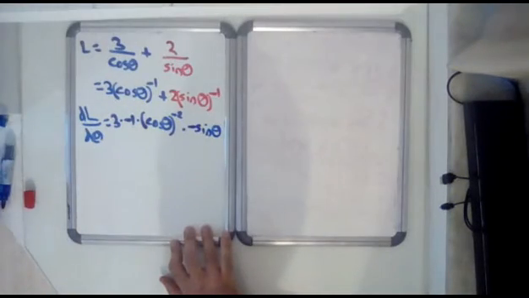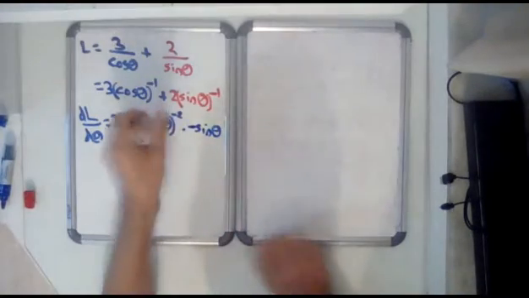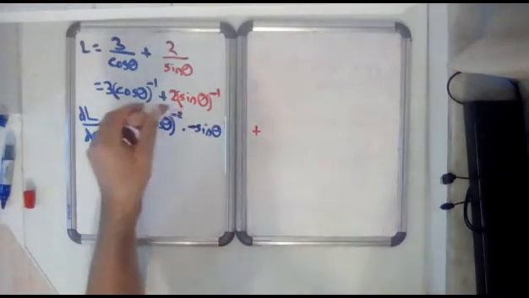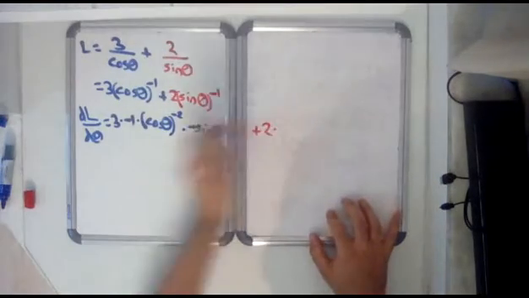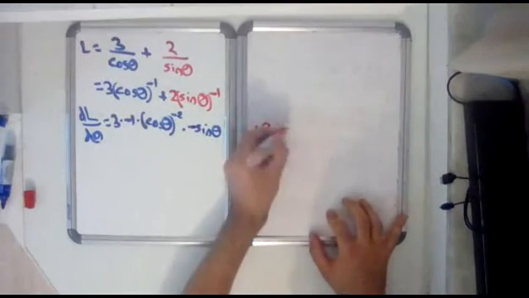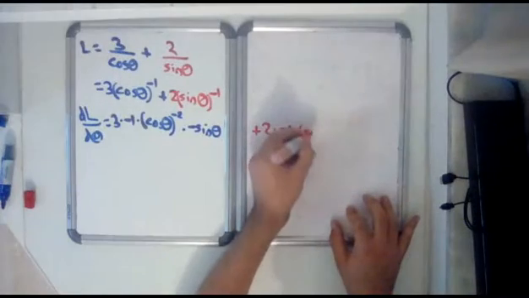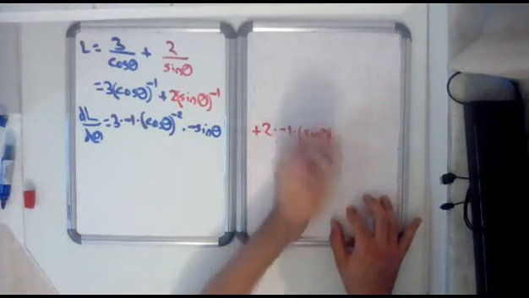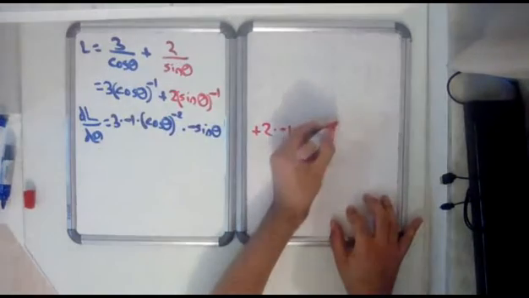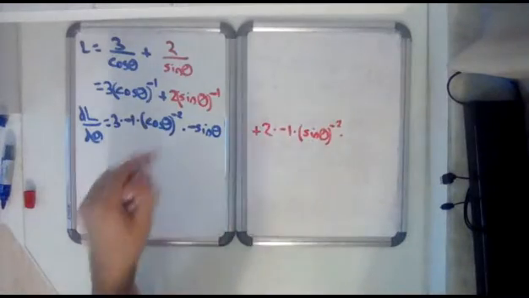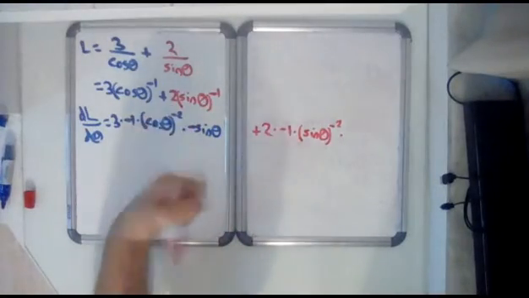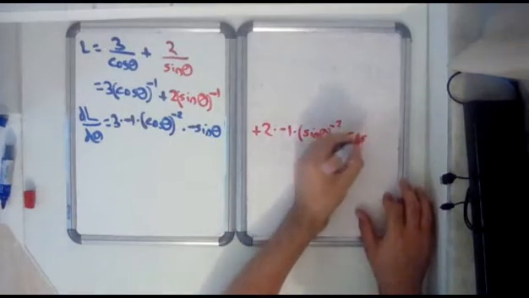Okay, and then we're going to do the same for the red one, so plus, well, leave the 2 times, bring the power to the front, minus 1, times sine theta, drop the power by 1, minus 1 goes to minus 2, and then multiplied by the derivative of the thing in the bracket, sine theta differentiates to cos theta.